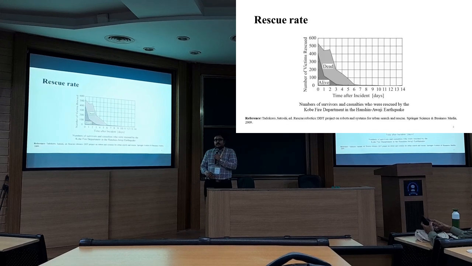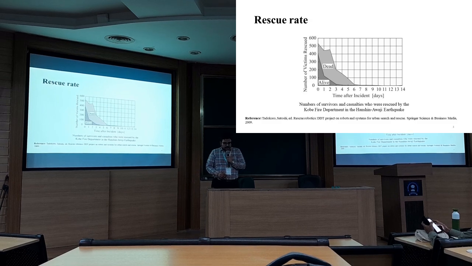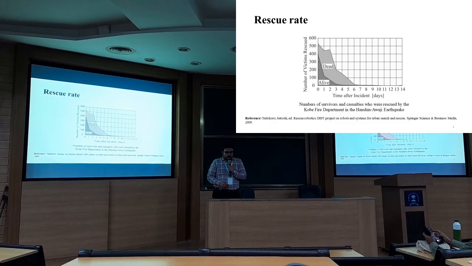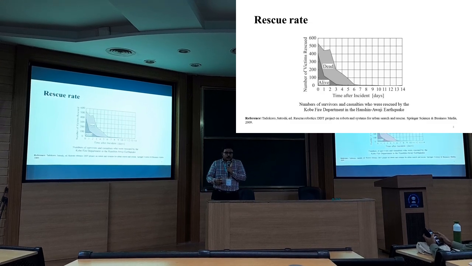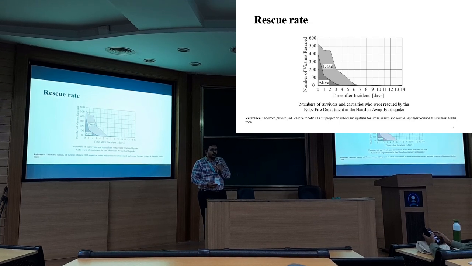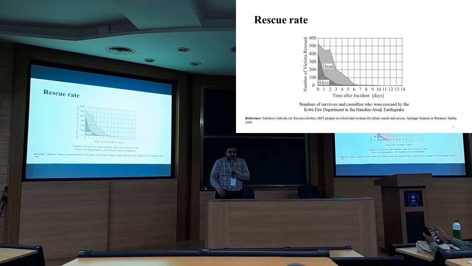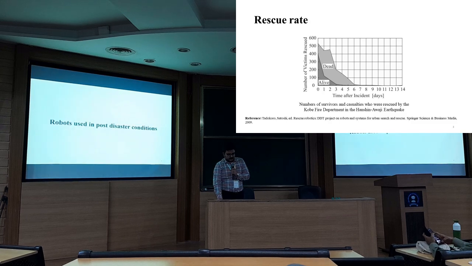As you all know, earthquakes happen at random times at random places in the world. This is the data from the Hanshin Awaji earthquake, which happened in 1995, which said that there were dead bodies which were taken out even 10 days after the incident, and live bodies were taken out 4 days after the incident. So if these live bodies were able to be taken out as early as possible, the number of dead bodies could have been reduced. So to do this faster, we are planning to use extended reality with human-robot interaction.